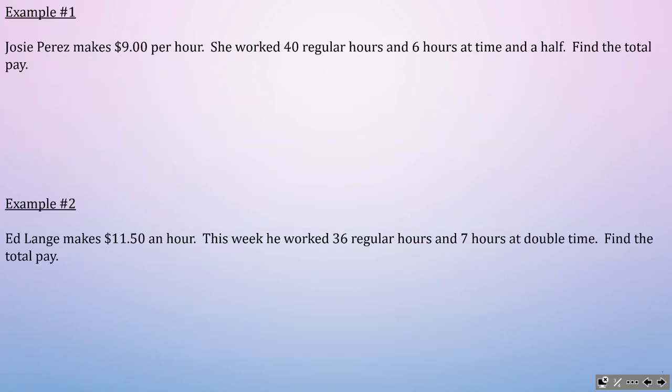Example number 1: Josie Perez makes $9 per hour. She works 40 regular hours and 6 hours at overtime at time and a half. So time and a half being that 1.5. To find the total pay, first we can find her regular pay. Her regular pay is how much she earns an hour, $9, multiplied by how many hours she worked, 40. If I multiply $9 and 40 hours, I get $360.